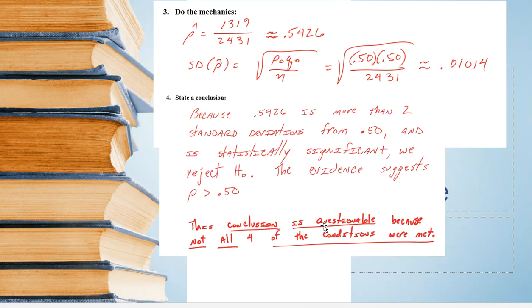So because 0.5426 is more than 2 standard deviations from 0.50, this is statistically significant and we reject the null hypothesis. So we do have evidence that suggests that there is a home field advantage. The probability of winning is greater than 50%.